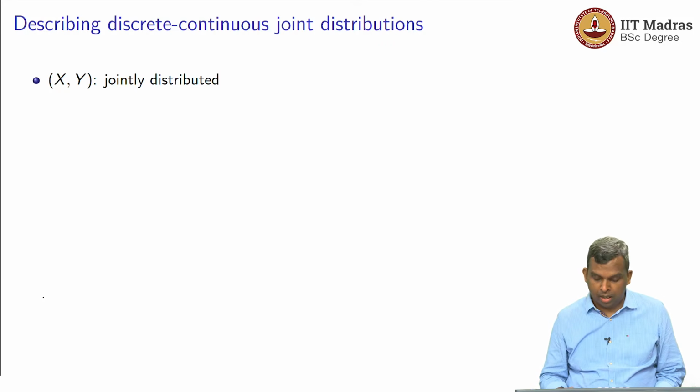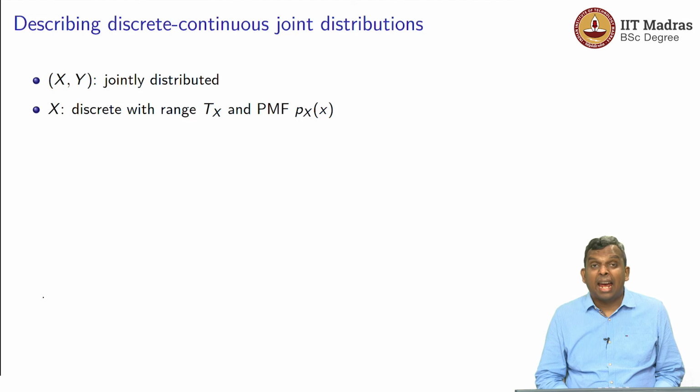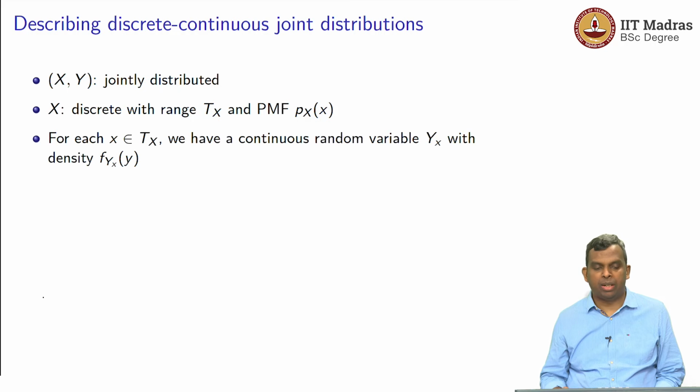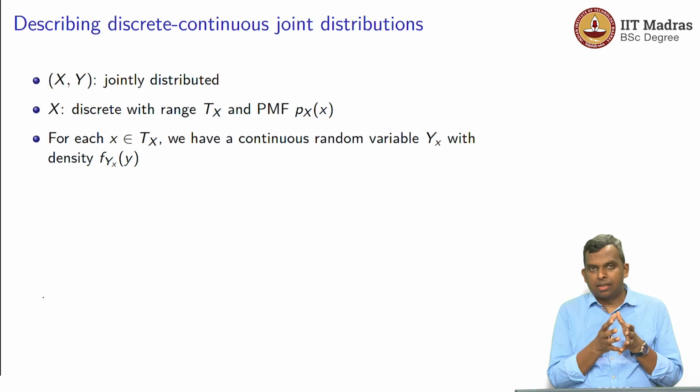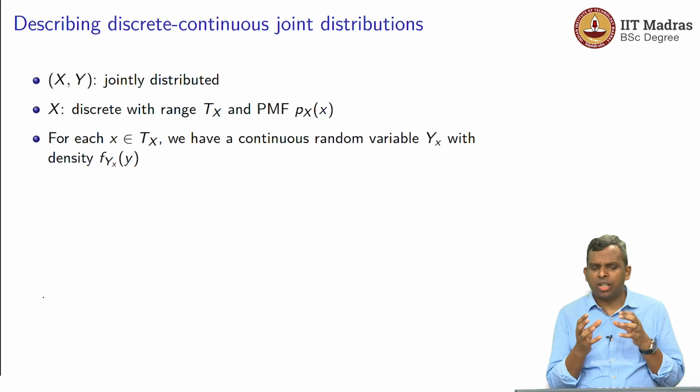Let's say X and Y are jointly distributed. X is discrete. It has a range T_X and it has a PMF P_X. Okay, remember the PMF P_X is the probability that capital X equals small x, right? So that's the PMF of a discrete random variable. Now, Y I know is jointly distributed with X. How do we understand the joint distribution?